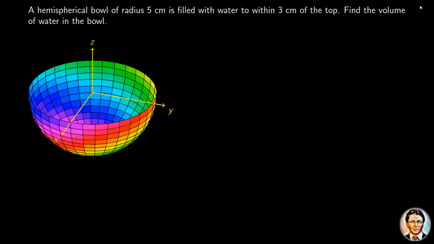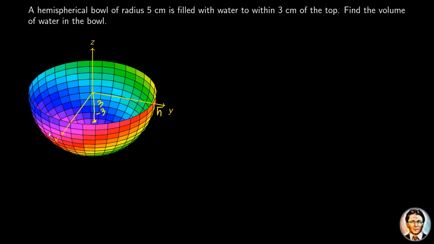A hemispherical bowl of radius 5 centimeters is filled with water to within 3 centimeters of the top. So the radius is 5. Find the volume of water in the bowl. So 3 from the top. So that means z is equal to -3 here.